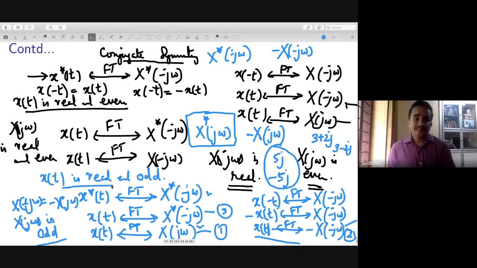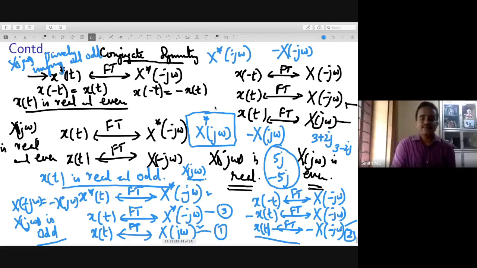So if x of t is real and odd, capital X j omega is going to be real. Is it real? Sorry, it is purely imaginary. X j omega is purely imaginary, and odd also. So now what we understood is that if x of t is real and even, x j omega will be real and even, while if x of t is real and odd, x j omega is going to become purely imaginary and odd. All these properties are applicable to DFTs also. So I just want to convey these things to you.